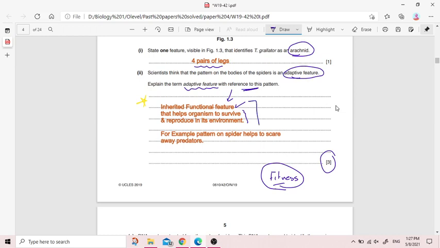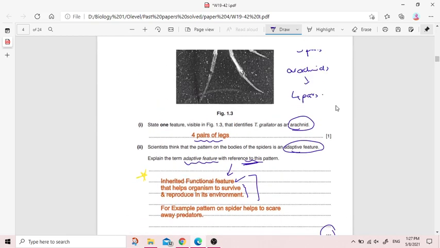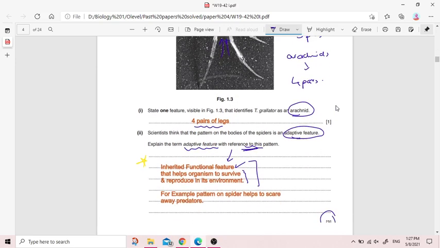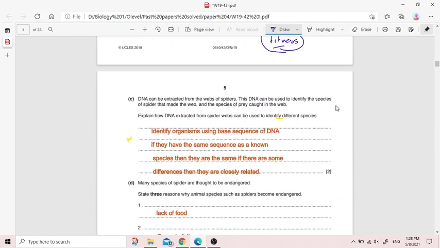طيب, after I explained الadaptive feature, I have to refer to the pattern بقى. الباترن on the body, السمايلي فيس دي, ممكن تكون ليه؟ Any reason. يا إما أقول له it helps to scare away البريداتورز مثلا, أو for camouflage, hide from البريداتورز, or attract الprey. ممكن مثلا السمايلي فيس ده attract الprey which is the food for the spider. So any reason that comes to your mind and it is logical, I can write it. طيب, the DNA can be extracted from the webs of the spiders. This DNA is used to identify the species of the spider and the species of the prey caught.